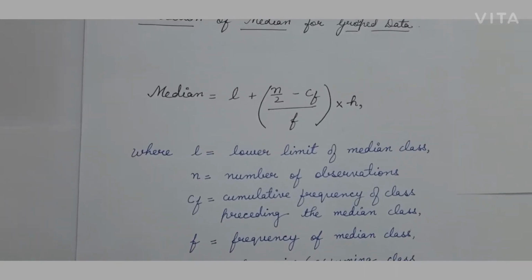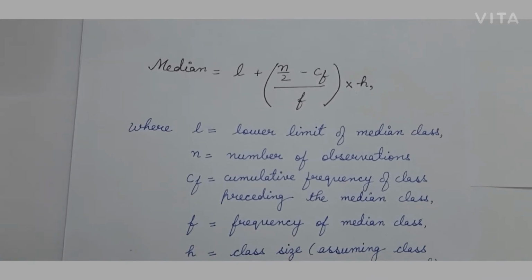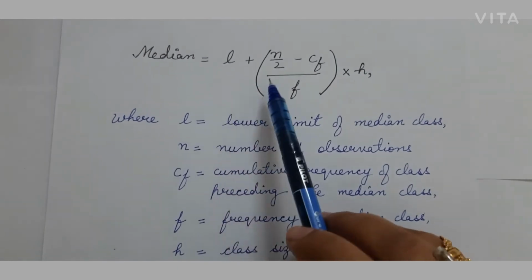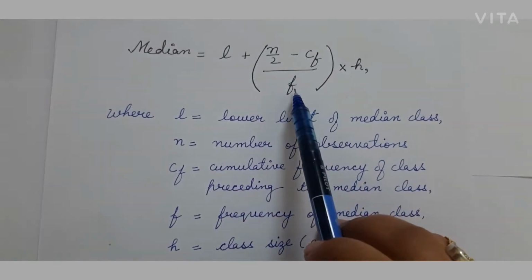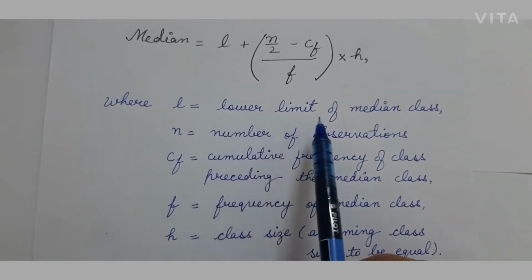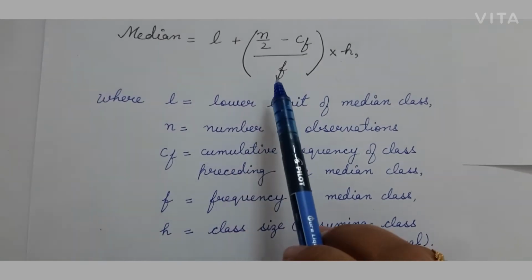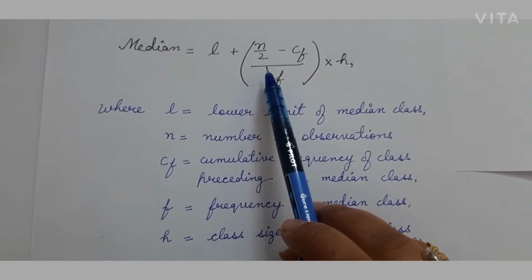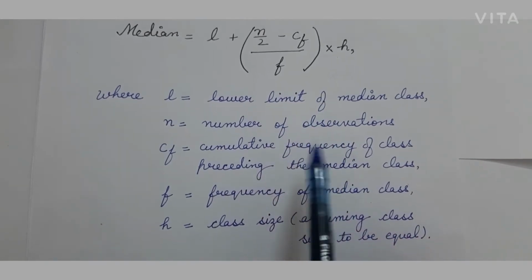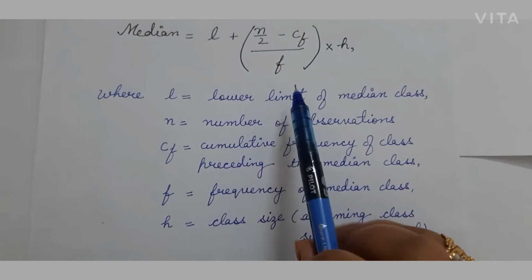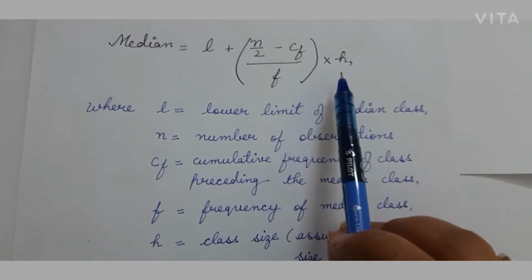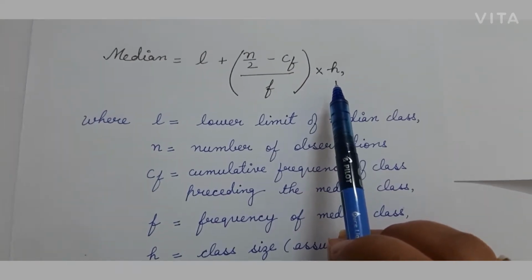If we have to calculate the median for the grouped data, the formula is median is equal to L plus (n by 2 minus CF) upon F into H, where L is basically the lower limit of the median class, n is the number of observations which will be divided by 2 in the formula, CF is basically the cumulative frequency of the preceding class, F is the frequency of median class, and H is basically the class size, or we can say that it's the width of the class interval.